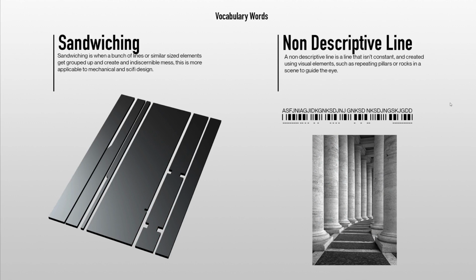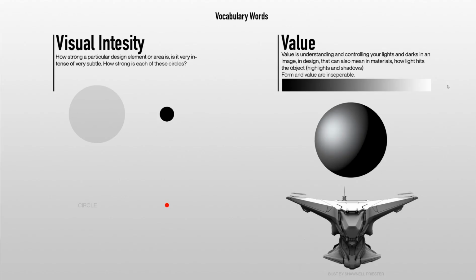A non-descriptive line is a line that isn't constant. It's created using visual elements such as repeating pillars or rocks in a scene to guide the eye. But we can also use a line of text, a line of dots. A non-descriptive line is anything that isn't constant but looks like a line. And we can use these in our paintings especially, but also in any other type of design we want to make. The opposite of that is a descriptive line, which is just a line. There's nothing special to it. It's continuous.